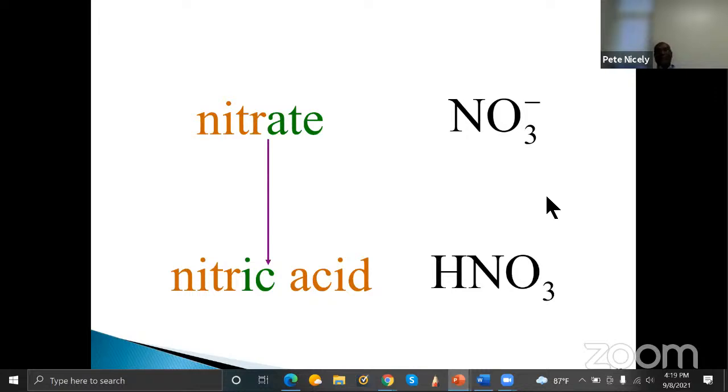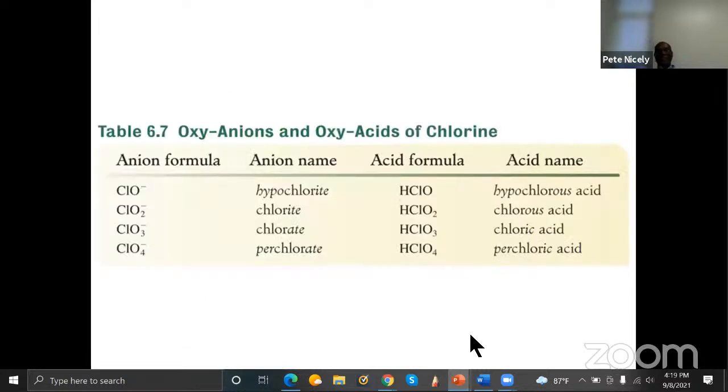Okay, so let's move along now to some other examples here. This chart here basically gives you some other examples of anions and their formulas and their names and the corresponding acid formula and their names, right? And it's the same thing that applies. So for example, this anion here is called a hypochlorite ion. So the name of the corresponding acid would be hypochlorous acid. This is called the chlorite ion. So the name of the corresponding acid is chlorous acid.